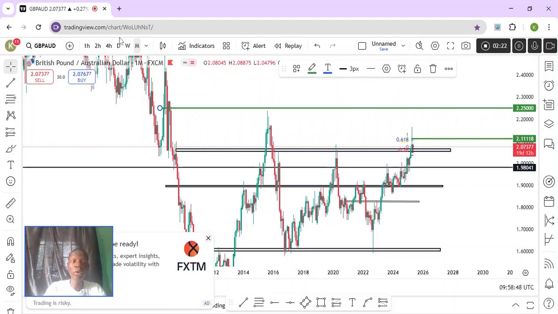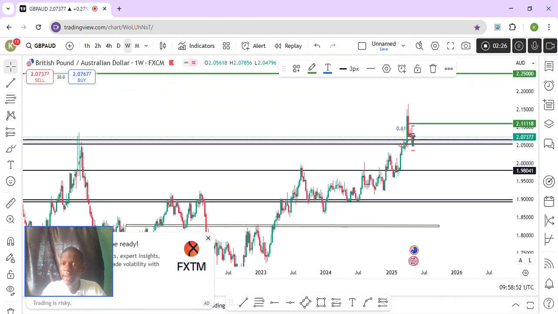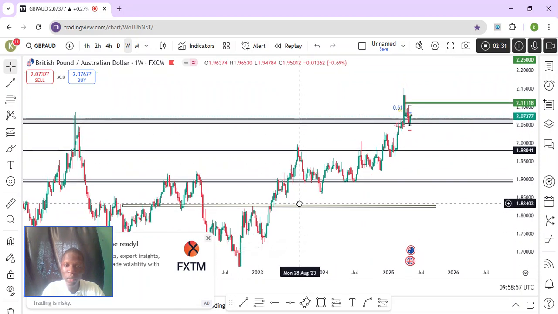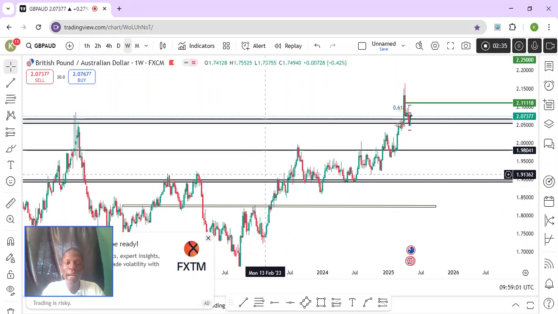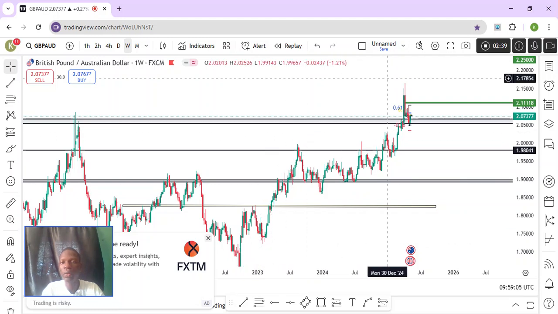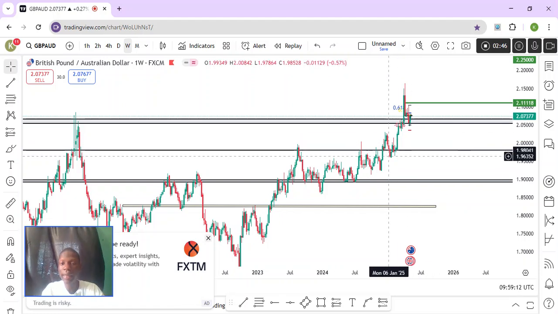So I'm going to go over to the weekly time frame now. So this is the weekly time frame. You guys can see this is the trend of the market. The market has been making higher highs and higher lows. So this is higher high, higher low, higher high, higher low, higher high, and I think this is a higher high. So the market is currently giving a higher low here.